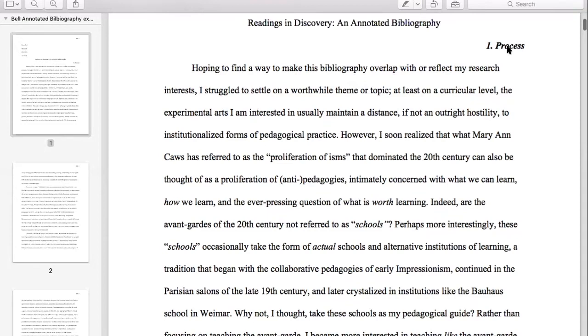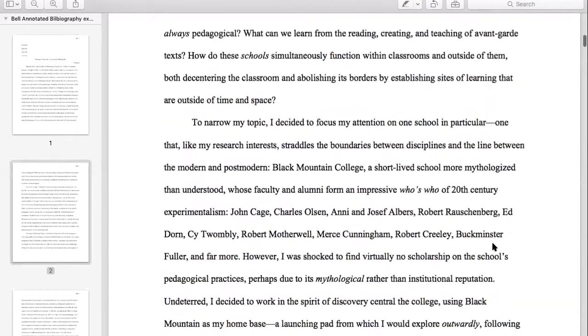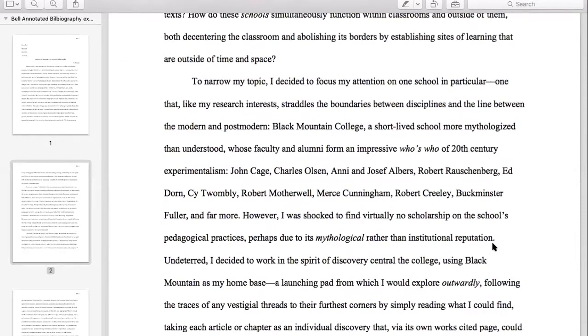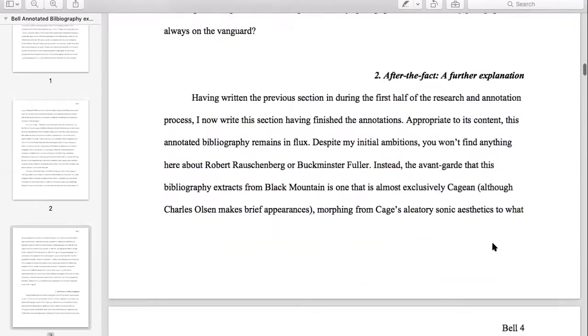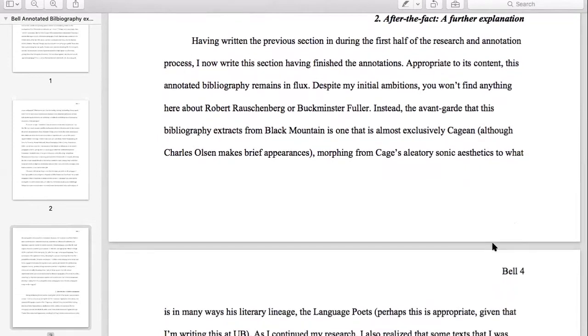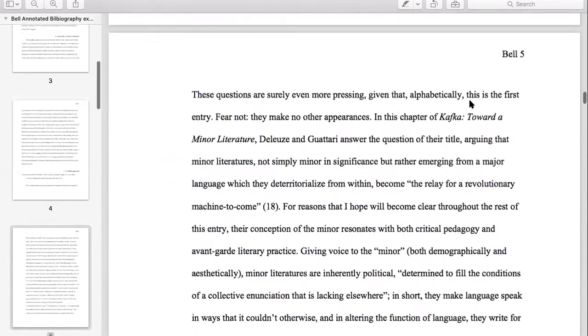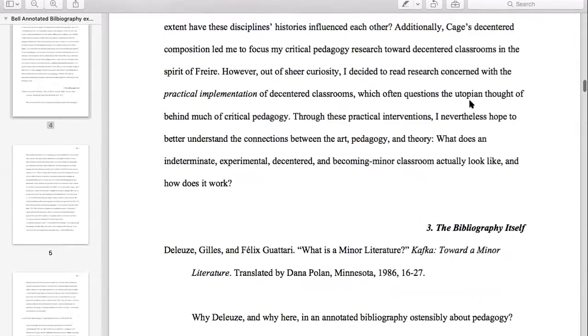So section 1 here, process, is a section in which I talk about how I came to this idea and also my methodology for the production of the bibliography, how I came to my research questions and how they developed. And then this section, after the fact, a further explanation, is similar to what your conclusion might be. In it, I talk about what the research process was like, and maybe how my questions changed. And then down here, section 3 is just the bibliography itself, where I have all of these sources and entries.